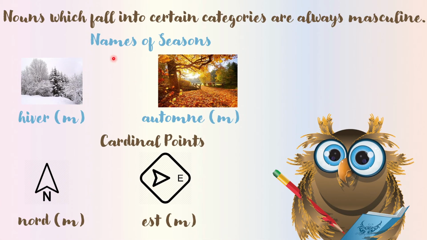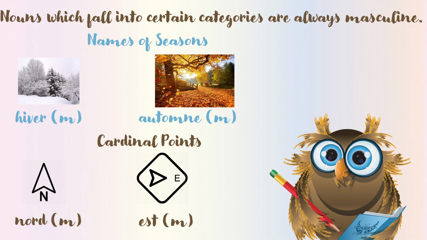Then the names of seasons, all the seasons names are masculine. Hiver is the winter, masculine. Automne is the autumn or the fall, it's also masculine. Été, the summer. All those are masculine. The four cardinal points, that are north, south, east, west, are also masculine. Nord is the north, is masculine. Est is the east, it is masculine.